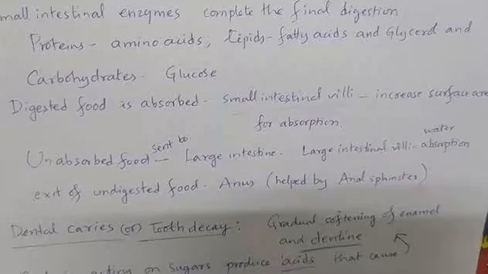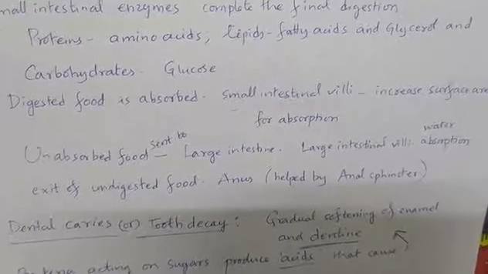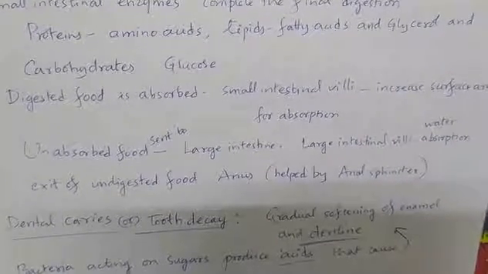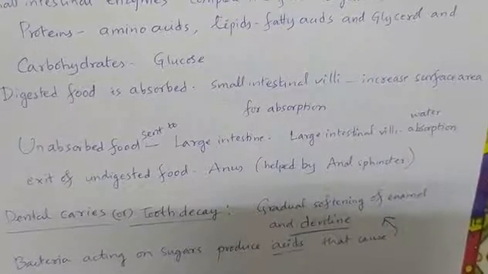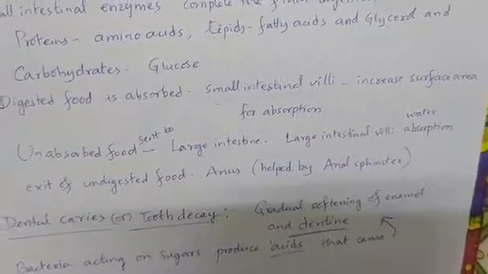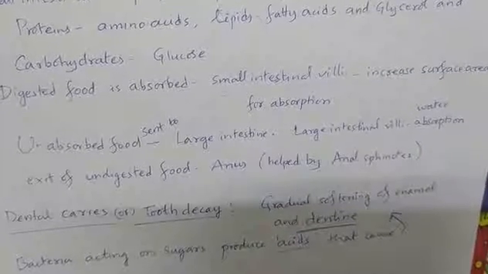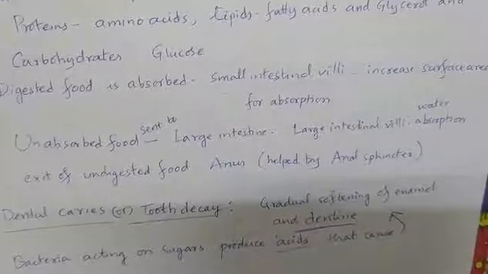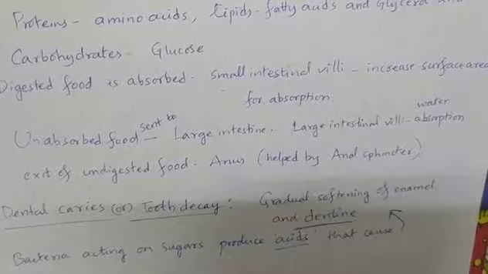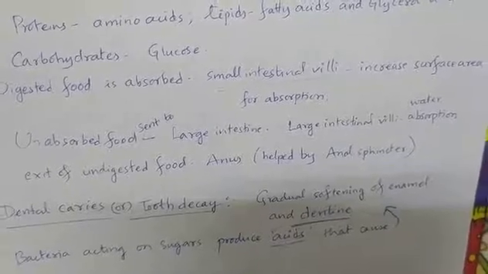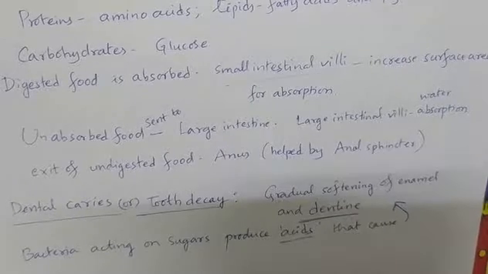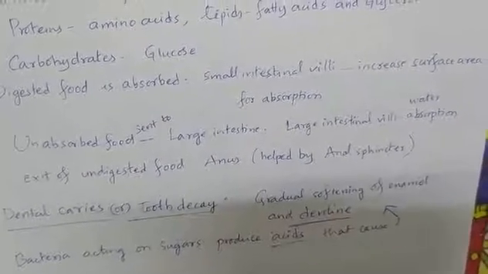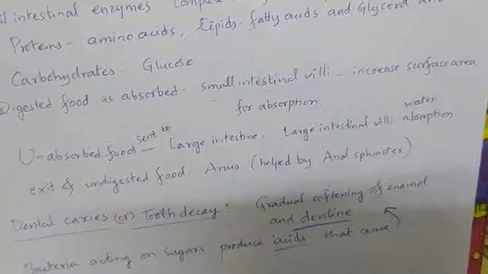The final digested food is absorbed by the small intestinal villi, the finger-like projections of the small intestine that are specifically meant for the absorption of the final digested end products. The villi increase the surface area for absorption. They are richly supplied with blood capillaries into which the final digested food will be absorbed.